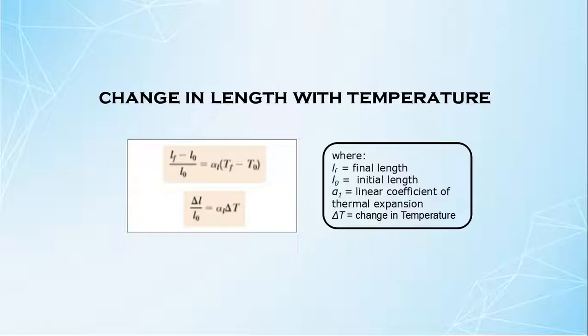The change in length with temperature for a solid material may be expressed as the final length minus the initial length all over the initial length. It is equal to the linear coefficient of thermal expansion, denoted as alpha, times the change of temperature. Linear coefficient of thermal expansion is a material property kung saan siya yung nag-i-indicate kung hanggang saan mag-expand yung material mo once may presence ng heat.